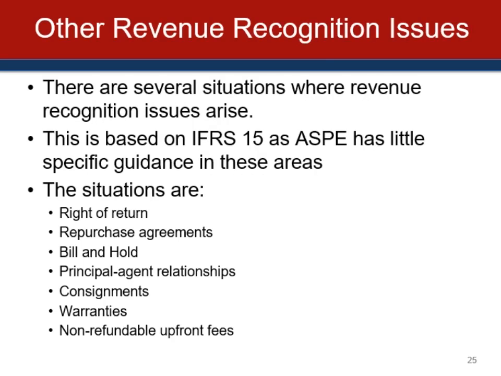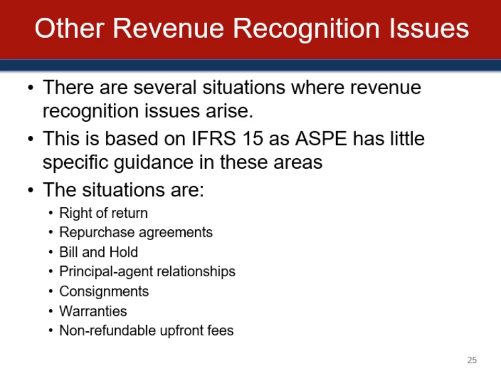Some other revenue recognition issues are discussed in the textbook and in IFRS. They would include the right of return, and we'll talk about these issues in sequence below. The right to return says that if certain things are not acceptable, you can return the assets for a full or partial refund. Repurchase agreements are agreements to buy things back in the future, again under certain circumstances.